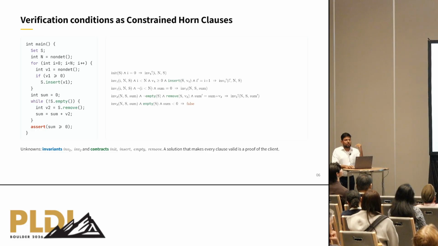In this work, we encode verification conditions as constrained Horn clauses. If you are not familiar with CHCs, ignore this slide. For the people who are aware, we encode them as CHCs. And so basically, you have unknown predicates corresponding to the two invariants, as well as the contracts that you want to come up with. And the verification conditions say exactly what you want, right? The beginning to the loop invariant, and all that stuff.